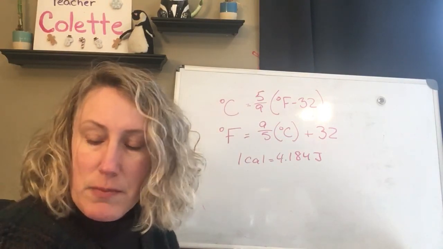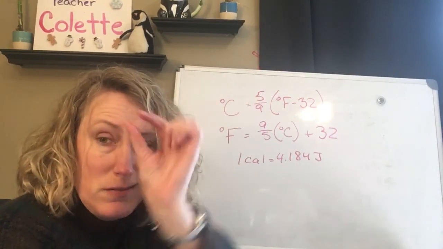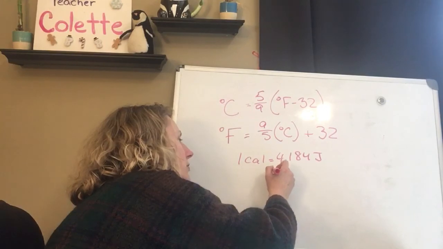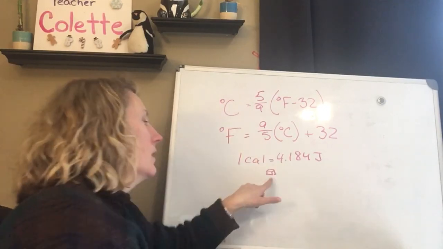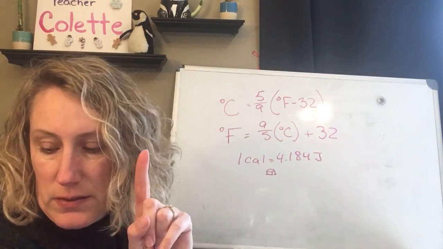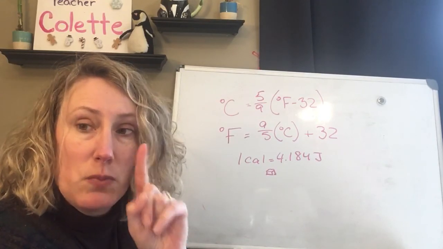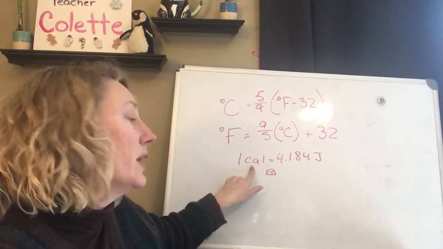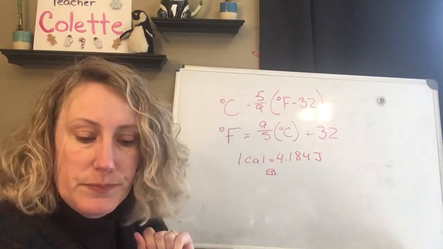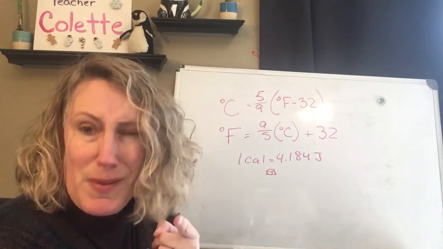A calorie is the amount of heat necessary to warm 1 gram of water, a teeny tiny little cube of water, 1 degree Celsius. So the amount of energy to heat 1 gram of water 1 degree Celsius is 1 calorie, or 4.184 joules.